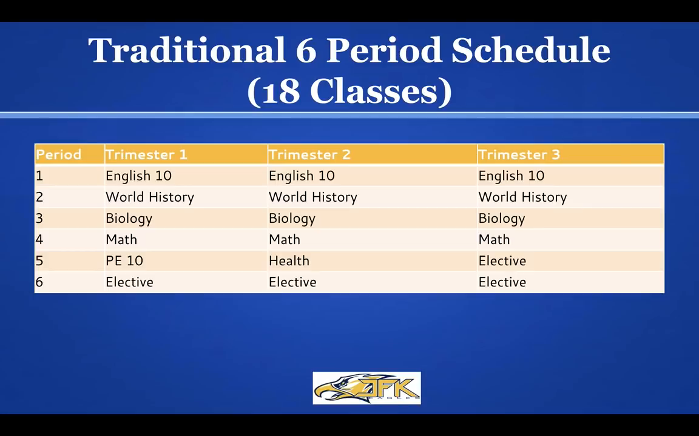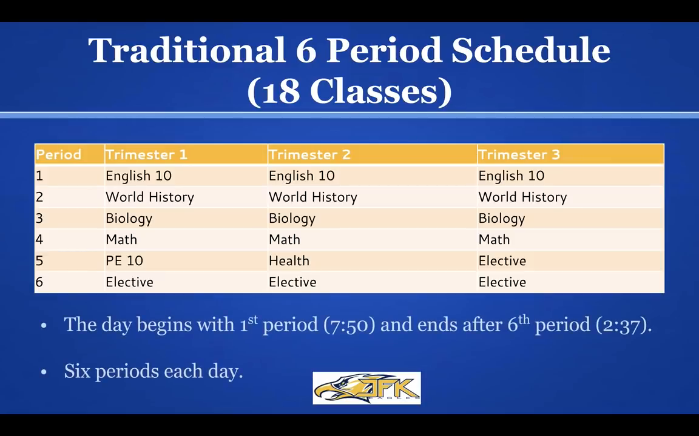A traditional 6-period schedule is this. Again, 6 periods a day for 3 trimesters, 18 total classes. Class starts at 7:50 and ends at 2:37.